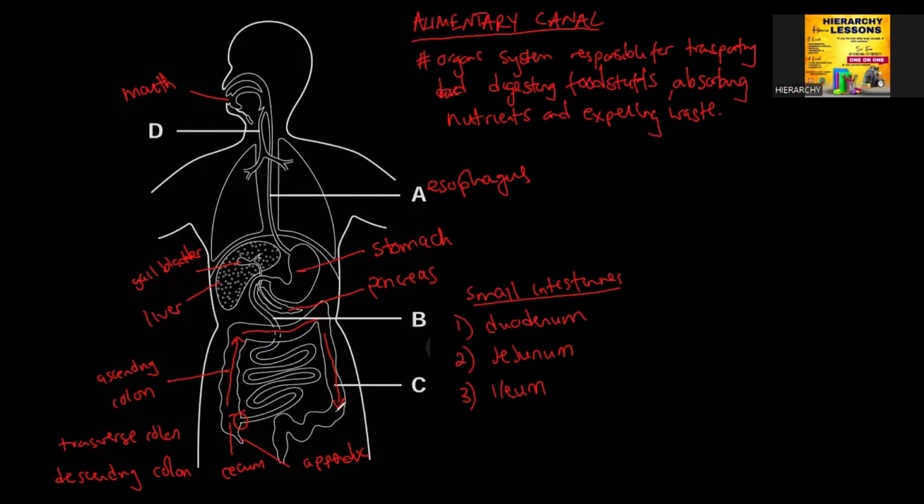It's tail-like, right? So here, and then of course we have the sigmoid, which is what we call the sigmoid colon. And then here's the rectum. And then here we have the anus. So those are the parts of the alimentary canal. They work hand in hand to ensure the efficient digestion of food.